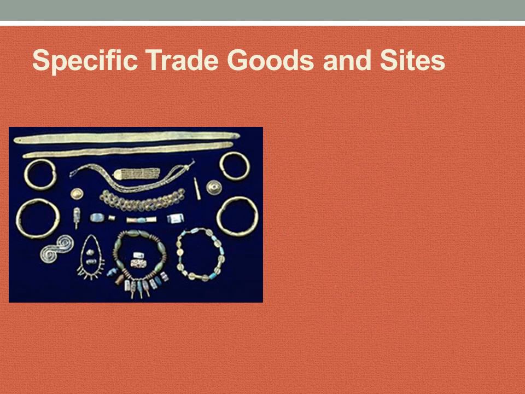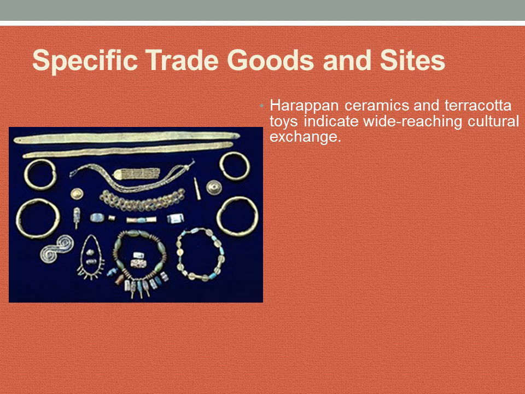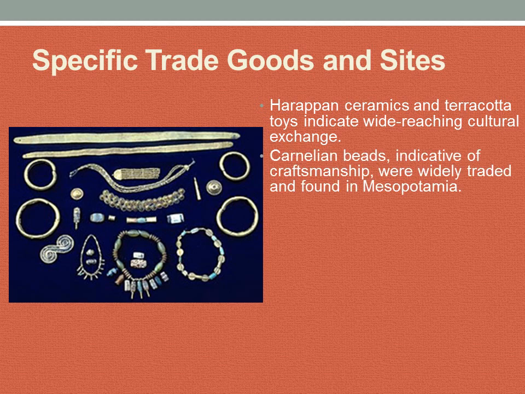Next up, we have specific trade goods and sites. So what were the specific commodities of trade? Harappan ceramics and terracotta toys indicate wide-reaching cultural exchange. So as we have discussed before while discussing the crafts of Indus Valley Civilization, Harappan ceramics and terracotta toys indicate to the fact that people knew advanced level of pottery. Therefore, it can be assumed that these ceramics and terracotta toys had wide-reaching cultural exchange effects.